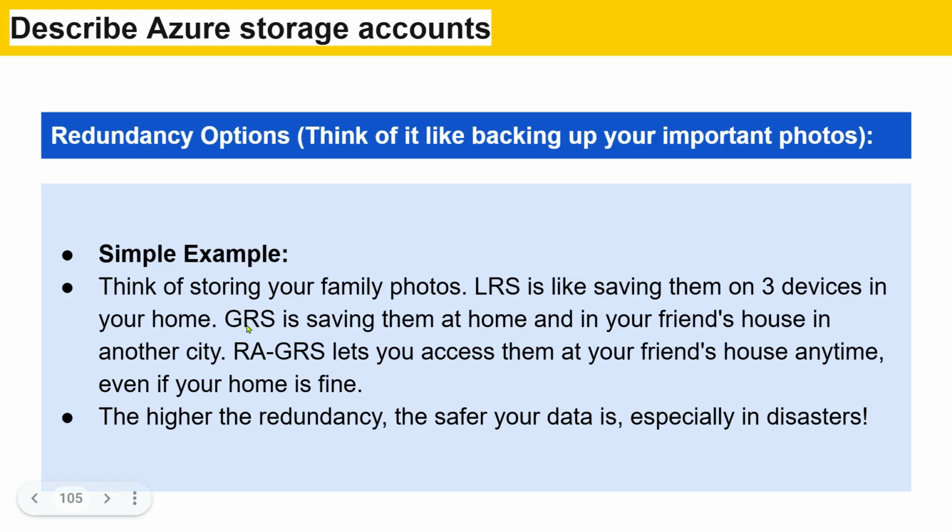Similarly, there is something called ZRS, zone redundant storage. It means I have my data in my home. I also have another friend in the same city to whom I gave the data, and he kept it in his device. I gave it to one more friend who is in another part of the city. So I kept it in three different zones of my city. That is called zone redundant storage. With this example, you can remember these terms for a very long time.